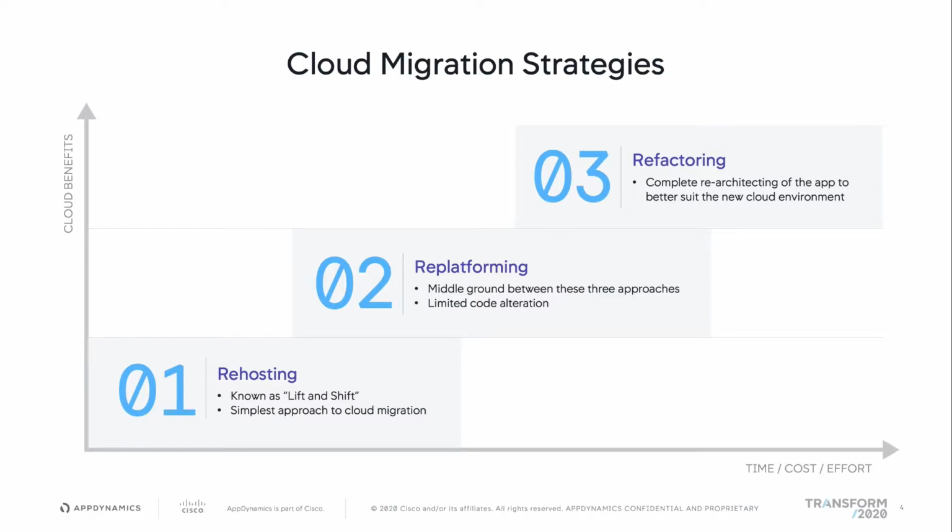Now, in rehosting, you would be doing lift and shift. So pretty much mapping whatever instances you have on-prem or in your data center, you would get the exact same type of instance in cloud and migrate your workload to cloud. It's the simplest of the cloud migrations.